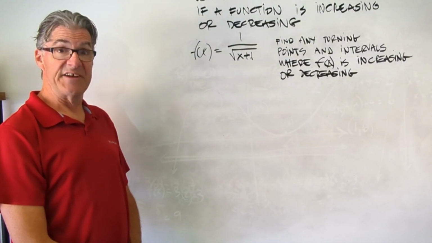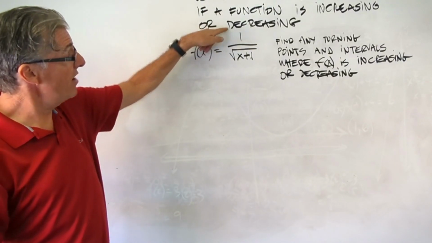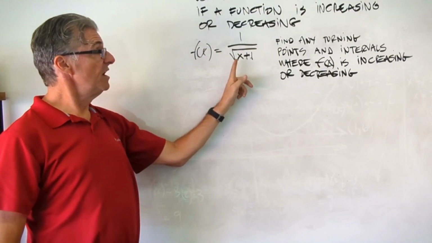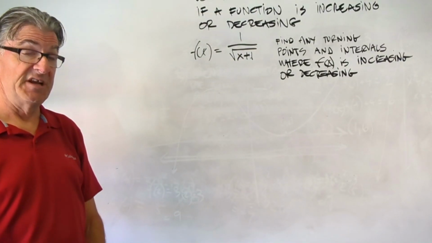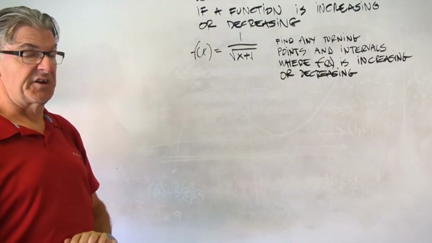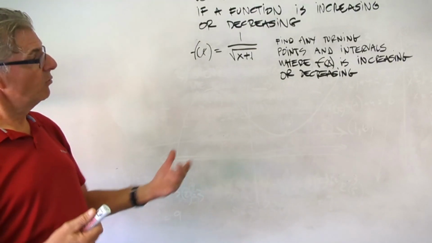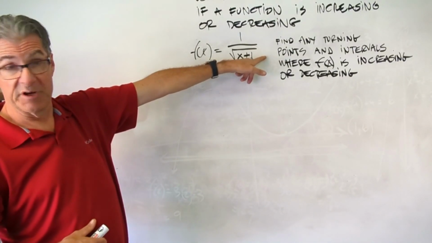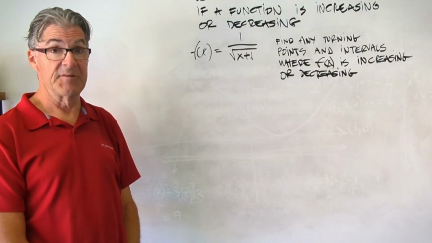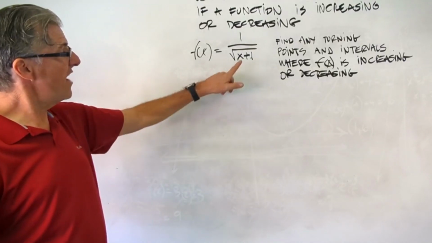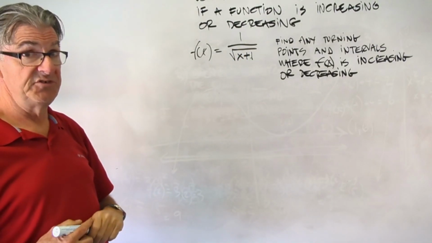All right, let's do one last problem. So check our function out. f of x now is 1 over the square root of x plus 1. Because we have a square root function, something is going to go on here that's going to limit our answers. So in this process, what we're going to be asked to do is find any turning points and intervals where the function is increasing or decreasing. So our first step, find the derivative function for this function. So pause the video and do that.